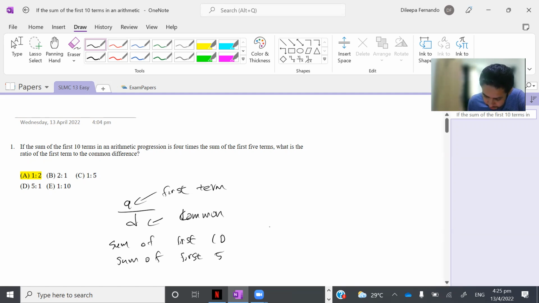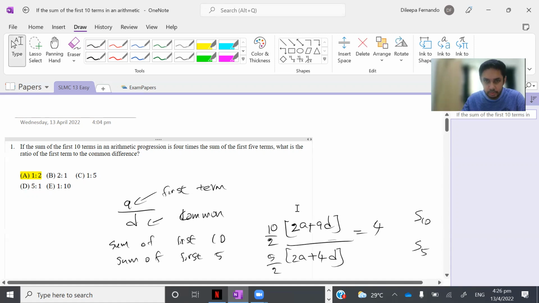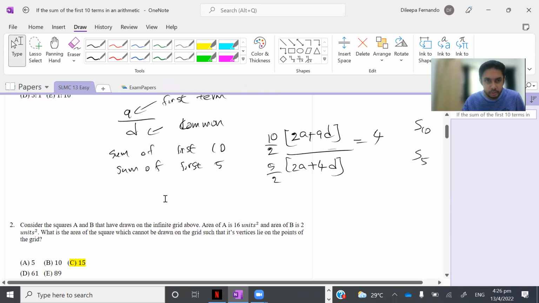It's 10 divided by 2 into (2a plus 9d). This is the sum of 10, and you have the sum of 5, which is 5 divided by 2 into (2a plus 4d), and you know that the ratio between these two is equal to 4. Now let's see how we are going to find the last ratio.